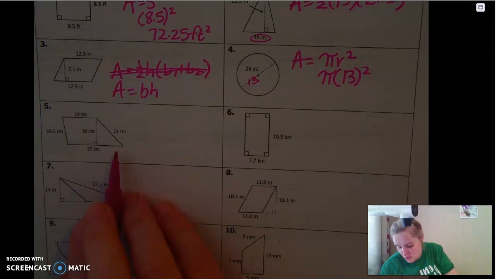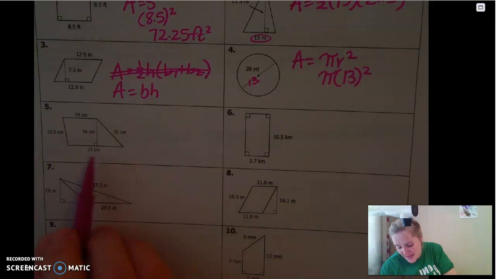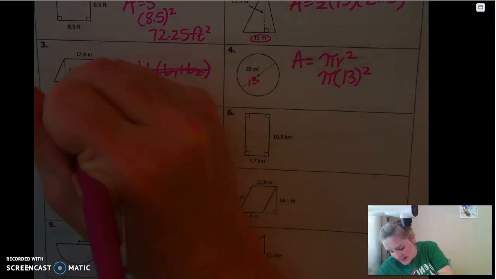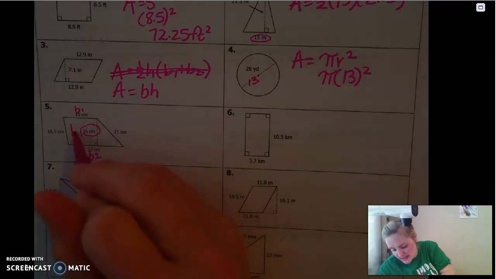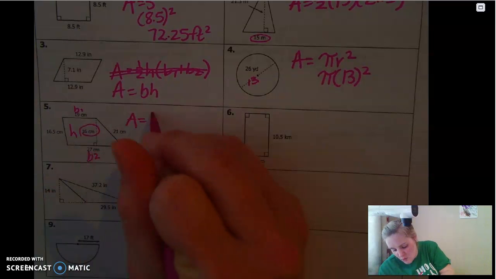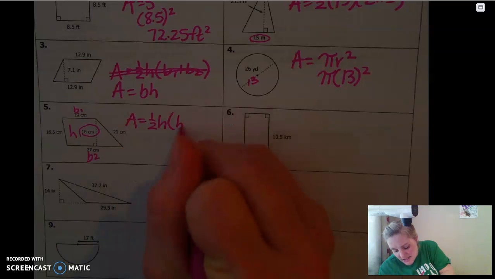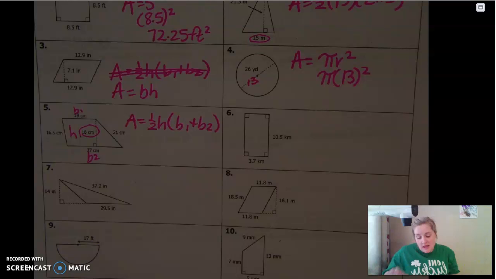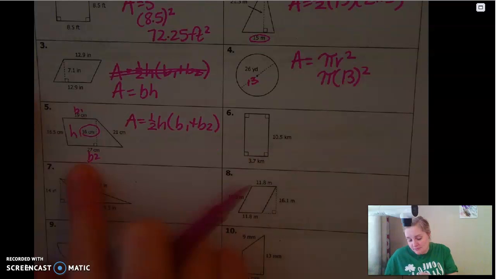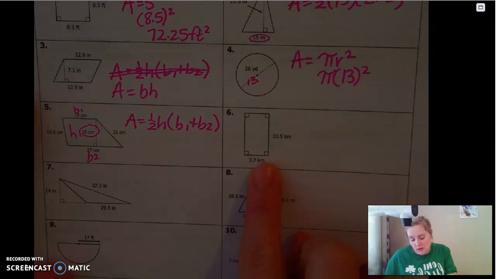This is a trapezoid. And you'll know that it's a trapezoid because you have two different bases. So this is going to be my base 1. This will be my base 2, and this is my height. And so this is the one where you use 1/2 height, base 1 plus base 2. Okay, and so that's a trapezoid. This is a rectangle, length times width.